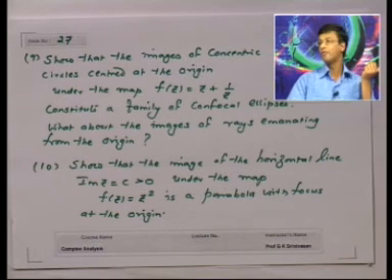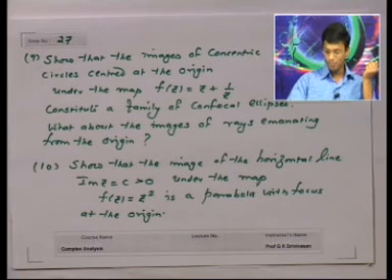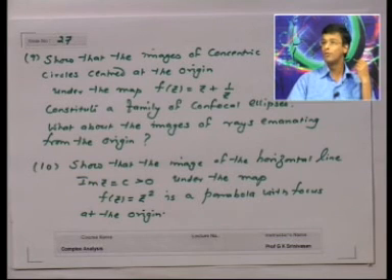Show that it forms a family of confocal ellipses. Likewise, I am asking you for the images of rays emanating from the origin. Next question is similar. Show that the image of the horizontal line Im z equal to c under the map f(z) equal to z squared is a parabola with focus at the origin.